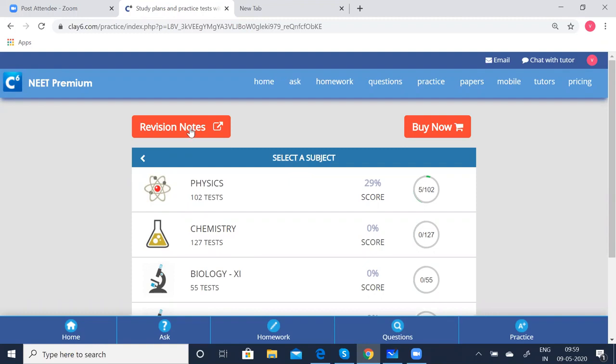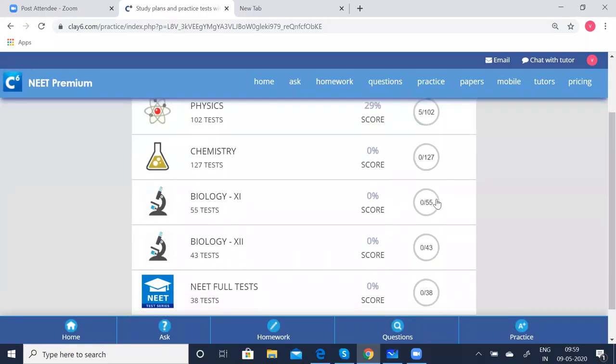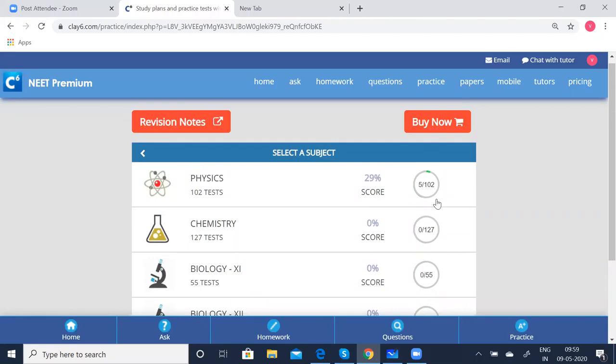There you have the revision notes. Okay, you also have the tests for physics, chemistry, biology, and the NEET full tests also. We'll come back to the test later once I finish off the explanation part. We'll go to the revision notes now.